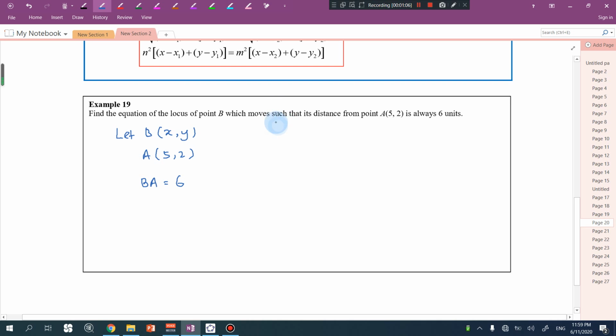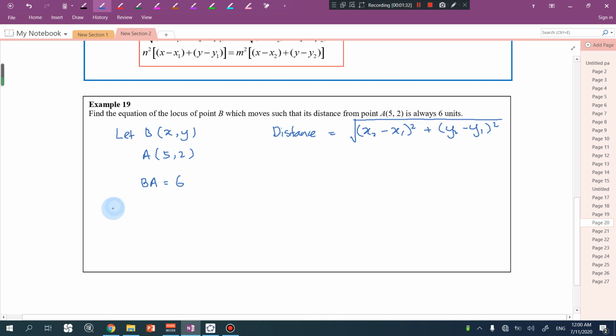How do we get the distance between 2 points? I hope that you still remember. x2 minus x1 square plus y2 minus y1 square, and then we square root it. So remember this formula? Now we are going to use this formula to help us to get the locus of point B.